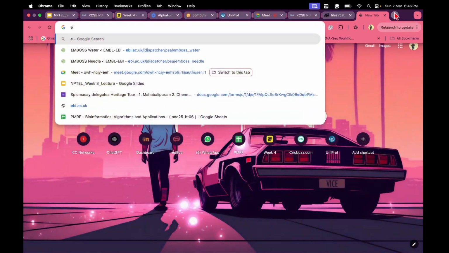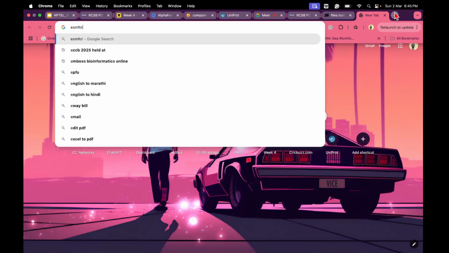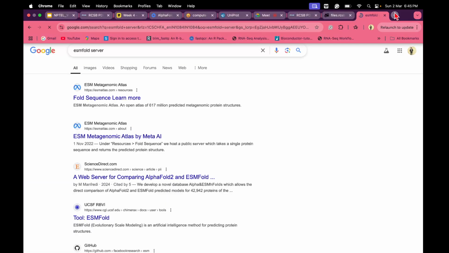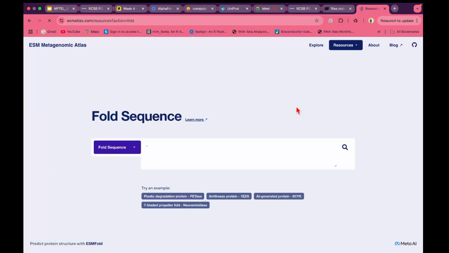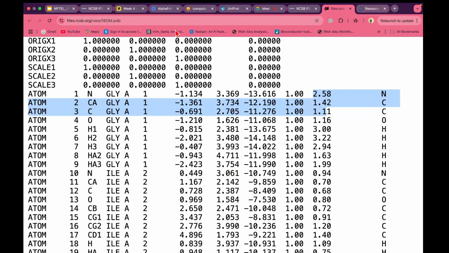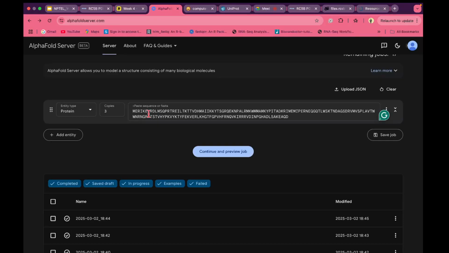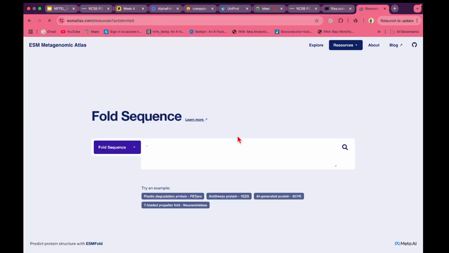So we also have ESMFold. The reason why ESMFold is not that famous is because the limitation for ESMFold is single chain, so it can only predict one chain at a time. The residue limitation is only 400. Okay, let me copy paste some sequence from AlphaFold. But it is fast. ESMFold is a little faster.